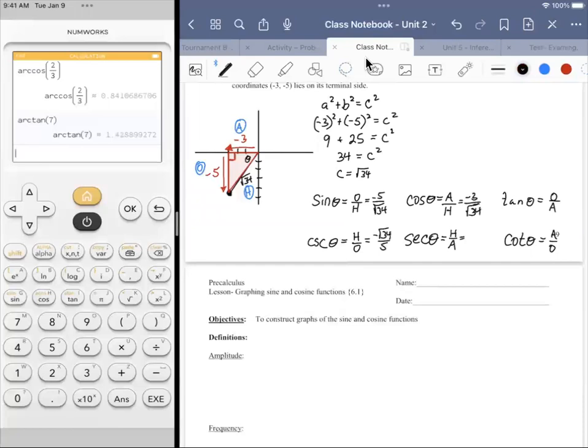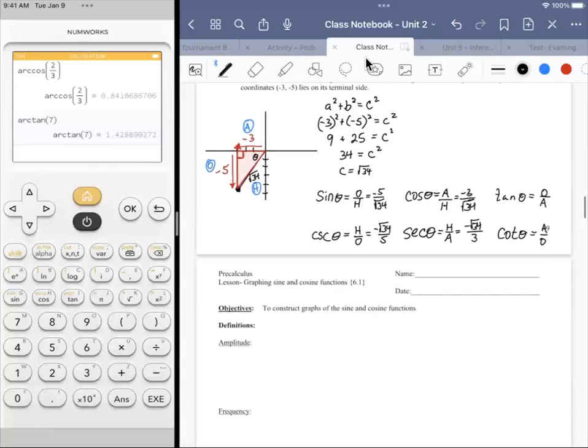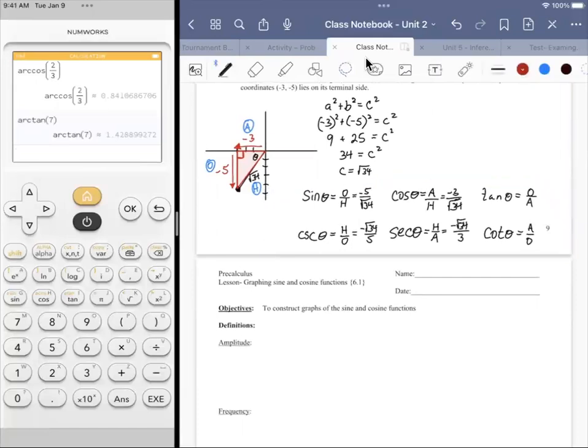Secant is the reciprocal of that, negative rad 34 over 3. Tangent and cotangent are the only ones that are kind of clean. Tangent is opposite over adjacent, so 5/3. Negatives cancel away. The cotangent is the reciprocal of that, 3/5. And this is really just telling us all the different ways in which we can come up with the angle if we wanted to use an inverse function.